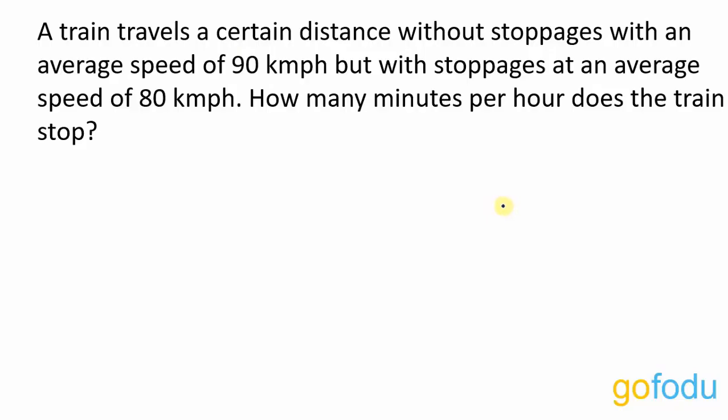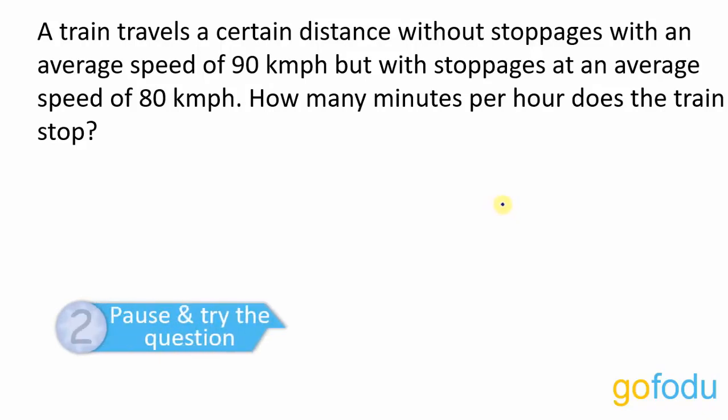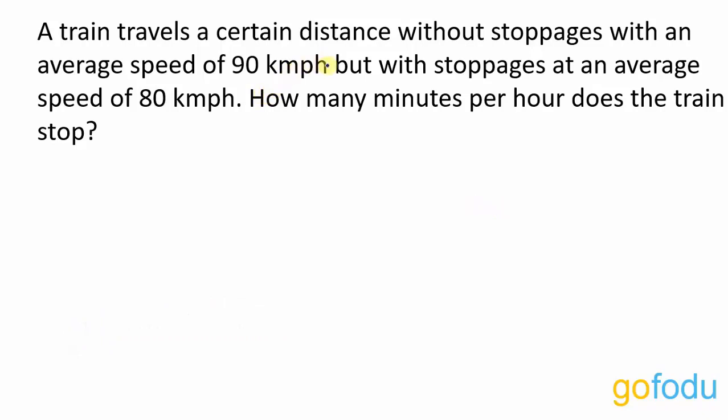This one is interesting. We will look at two ways to solve this question. Without stoppages, the average speed is 90 km per hour, but with stoppages, the average speed is 80 km per hour. Okay, average speed is what?